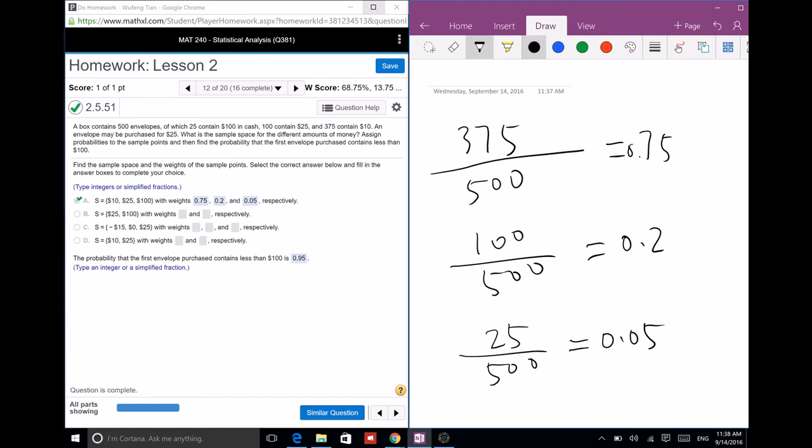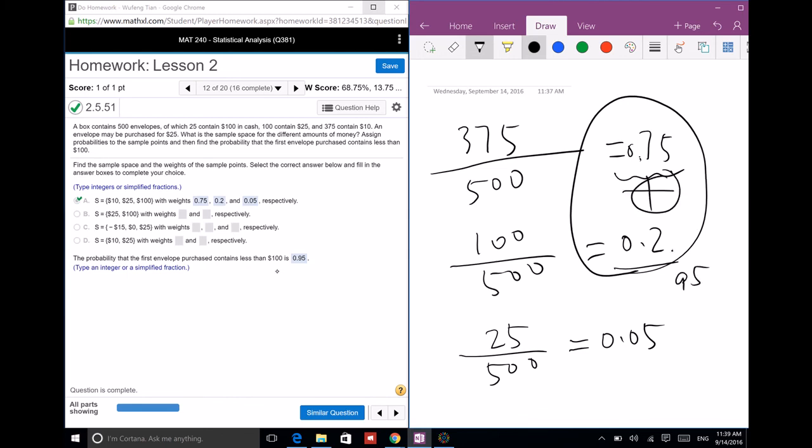Okay, so you can look at here. Most likely you're going to lose your money if you buy that. You have a 75% chance you get $10, and you only have a 5% chance to win $100, and a 20% chance that you don't lose anything but don't win anything. So the probability that the envelope purchased has less than $100 inside is 0.75 plus 0.2. These two together, so you have a 95% chance you don't win $100.